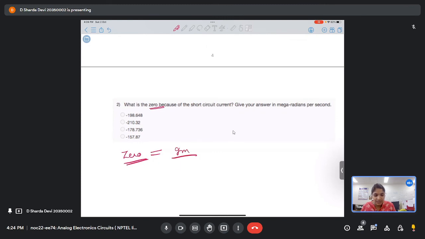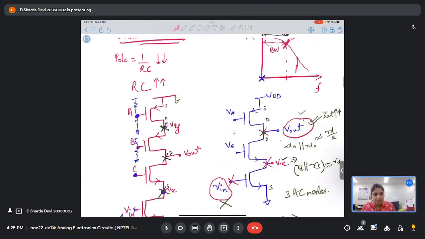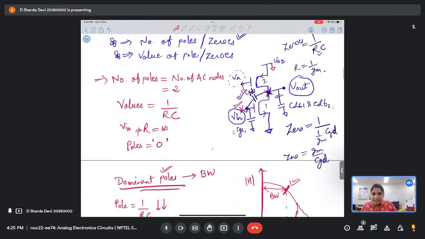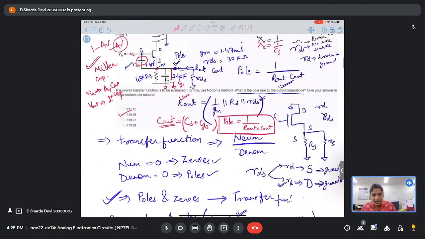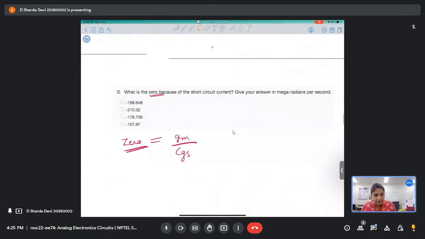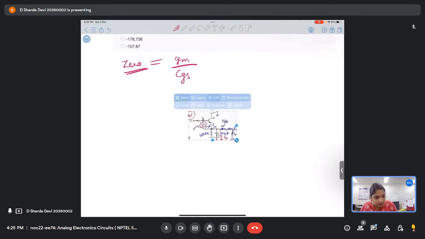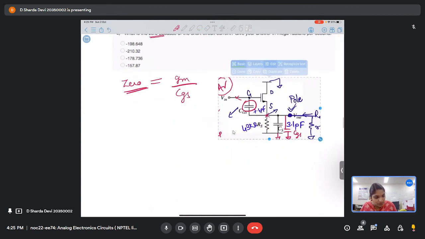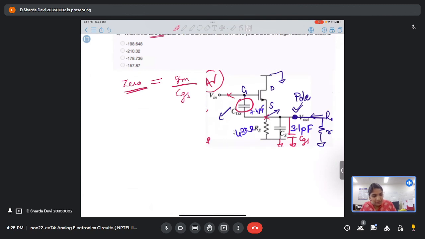It was GM by CGS, right? Yes. So we'll simply substitute GM by CDS in the CGD in this case, but our diagram is this one. For this diagram, our Miller capacitance is CGS. So that's why I'm saying it is GM by CGS is your zero. Is this clear?